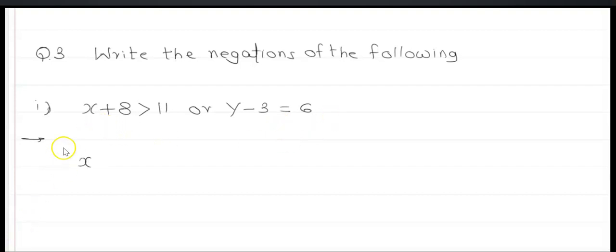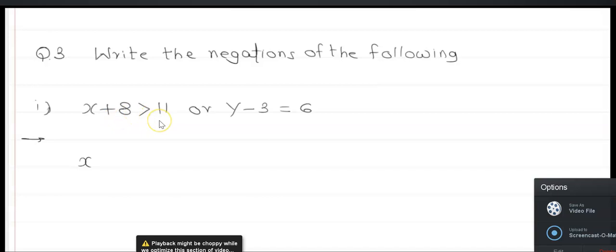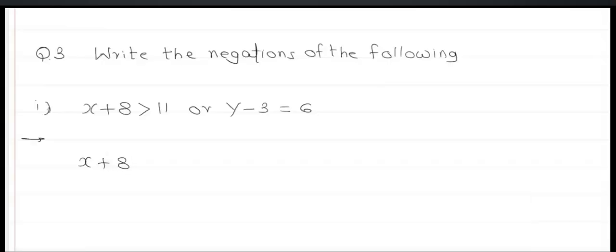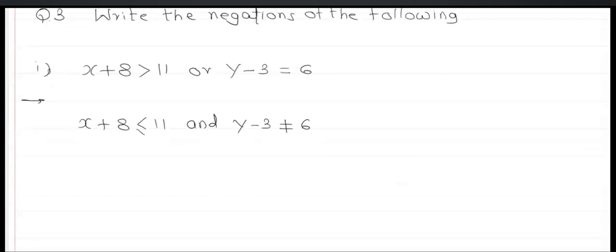Now this is important. X plus 8 is greater than 11, then what is its negation? It is x plus 8 less than or equal to 11. Now see here, x plus 8 less than or equal to 11, and or is replaced by and, y minus 3 is not equal to 6. This is the negation.